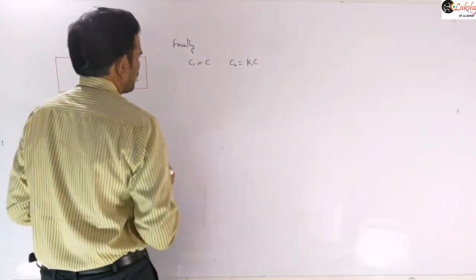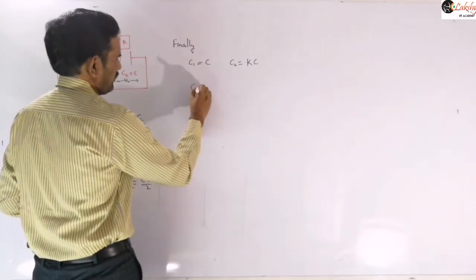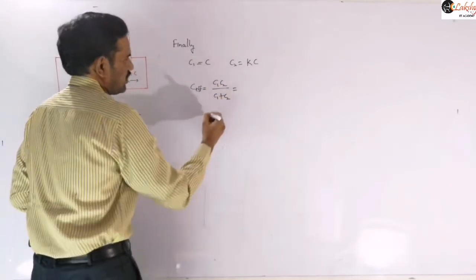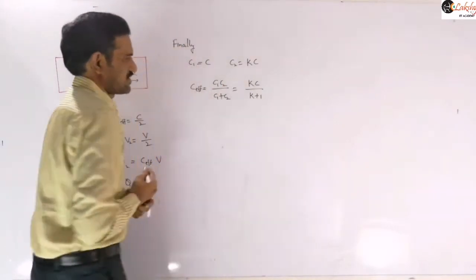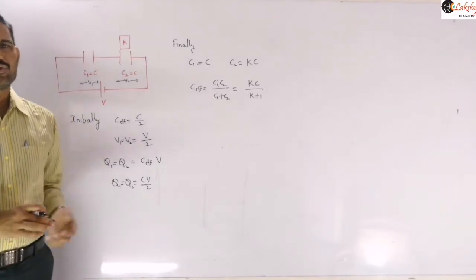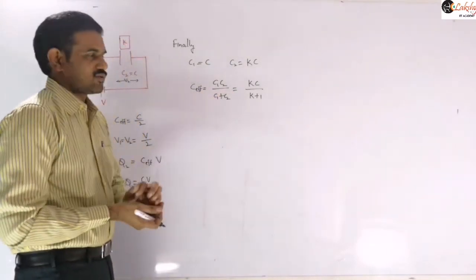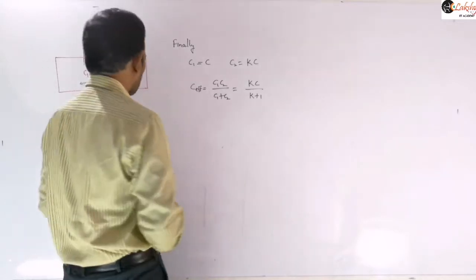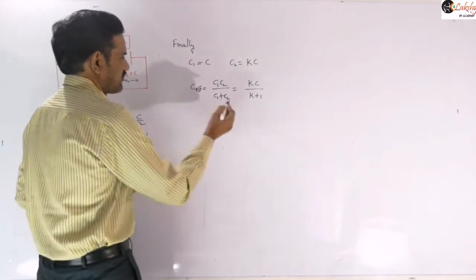And next you can write the effective capacitance here. Both are in series, so it is C1 C2 by C1 plus C2, so it will be KC by K plus 1 if you substitute the C1 and C2 values, right? Generally K is greater than 1, so the effective capacitance is decreasing here, right? Because it is K by K plus 1 that we are getting here, so that ratio will be less than 1. This is the effective capacitance here.